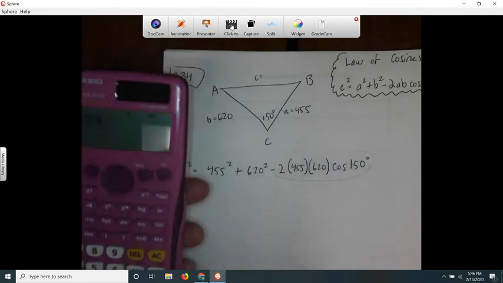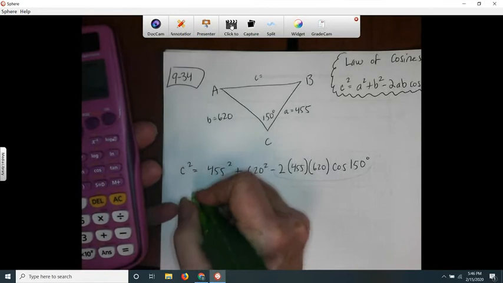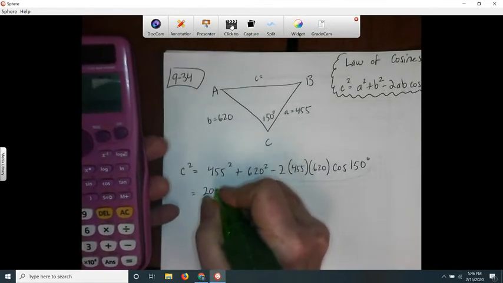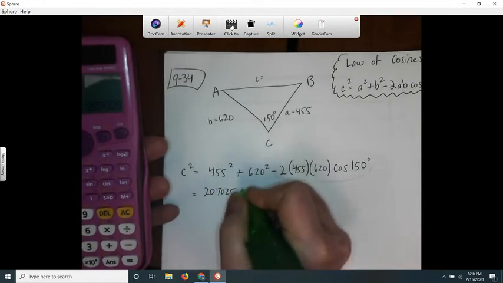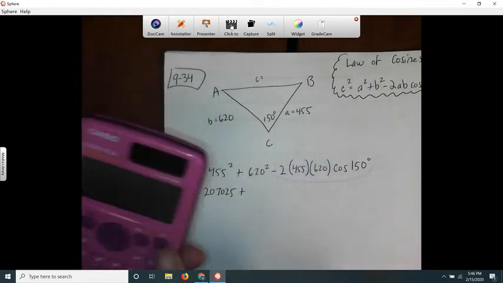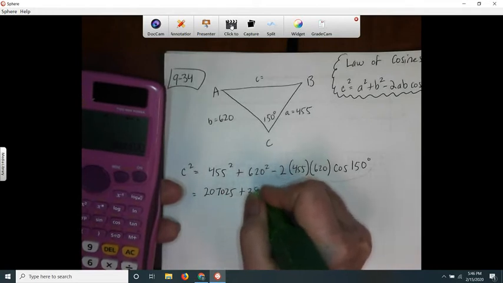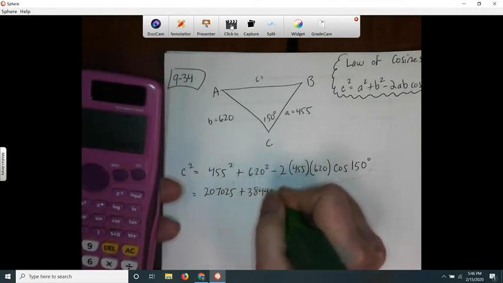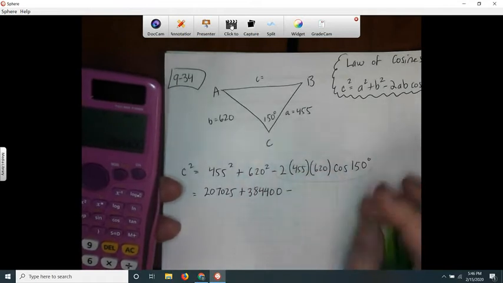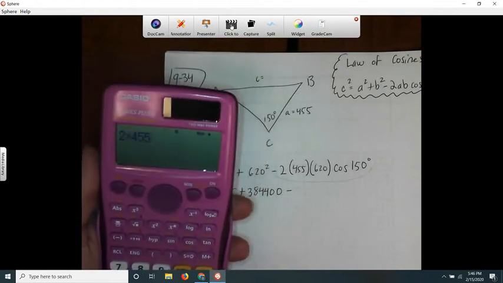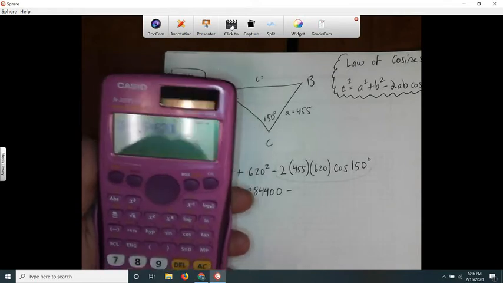I don't even know if it's a good idea to write all these out, but 207025. I'm going to write it all the way out. 620 squared is 384400, minus, and I'm going to say 2 times 455 times 620.